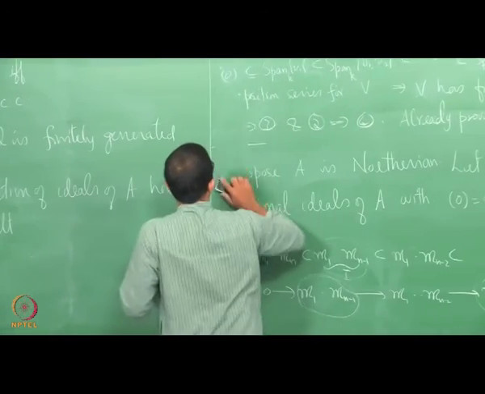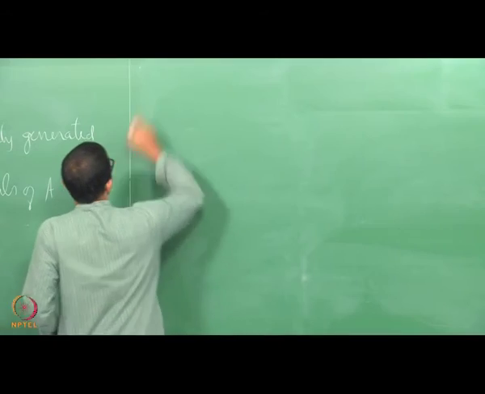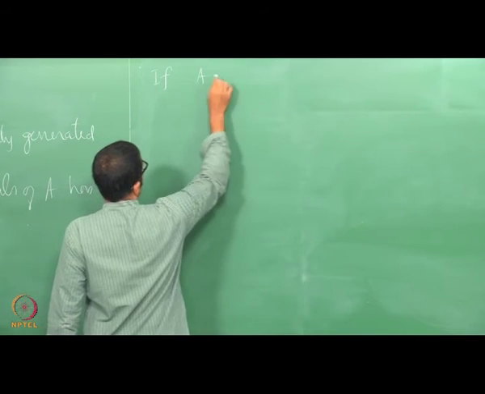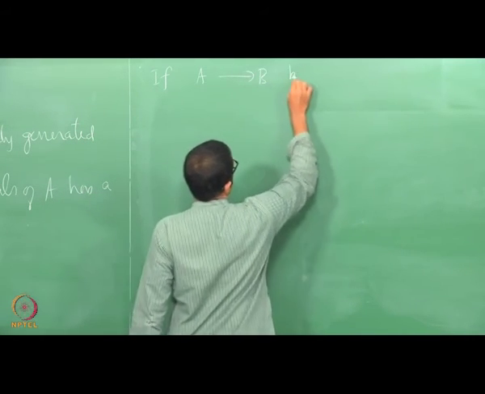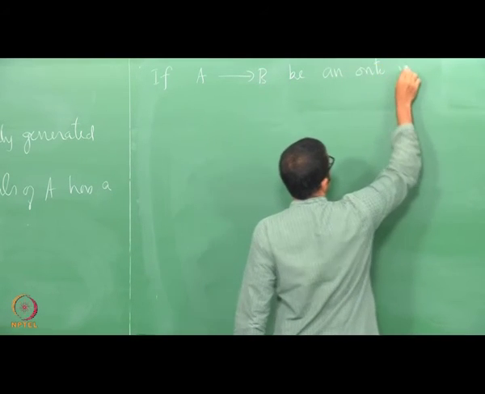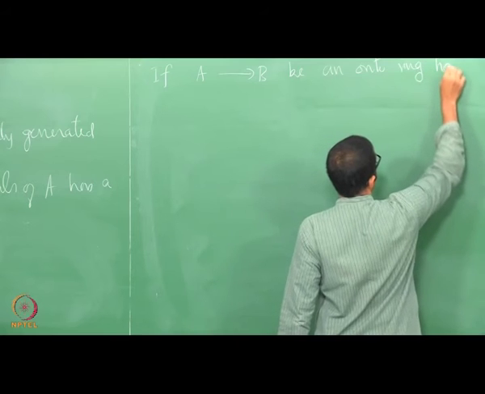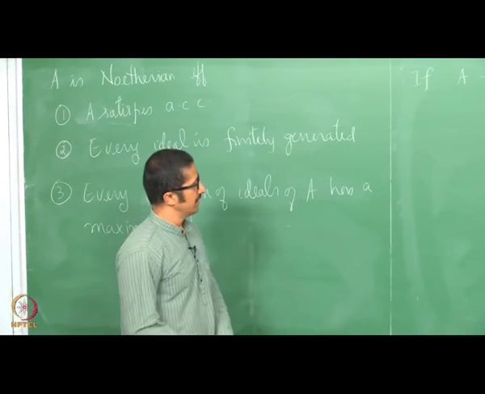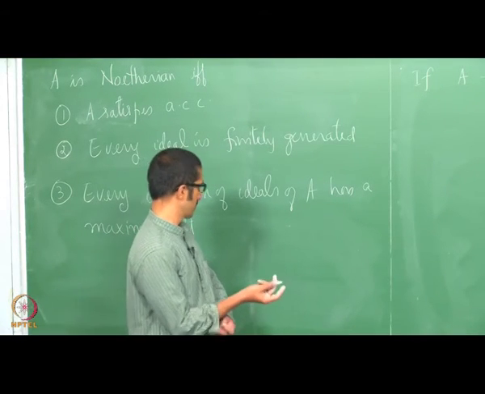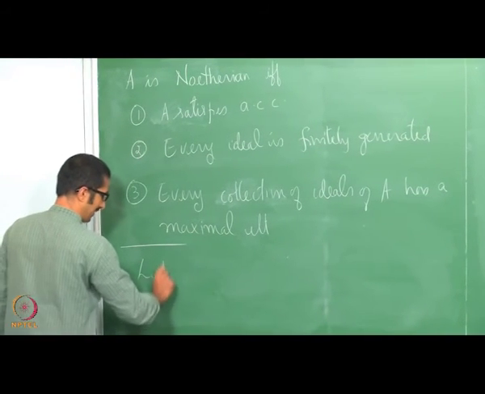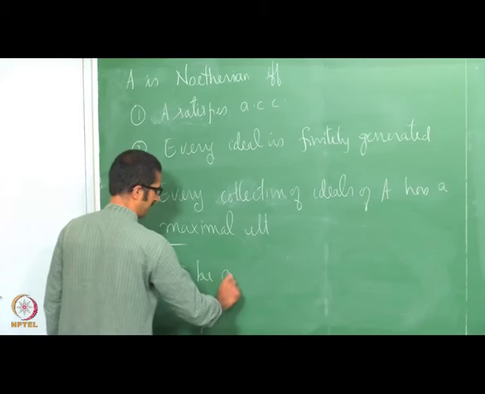Okay. Now, let f: A → B be an onto ring homomorphism, or in other words, let us start with, let I be an ideal of A.